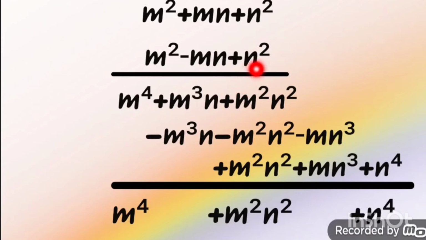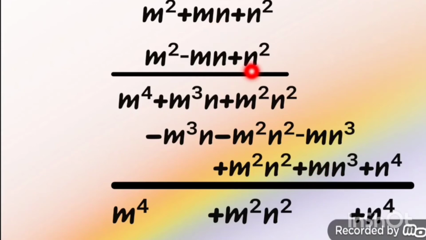Now multiply n square by m square. The product will be m square n square. Again this is the like term with these terms, so we will write this term under the like terms. N square multiplied by mn will be mn cube.